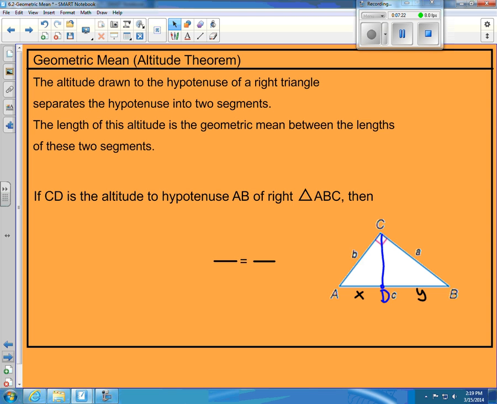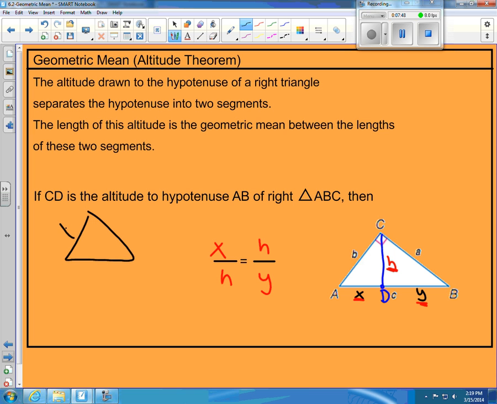So I'm going to call that H for height. So we can say that geometric mean, that H, is going to appear twice, just like it did in the beginning problems that we talked about. Now I can say X over H is proportional to H over Y. And really, if I draw out my two smaller triangles and say X, H, and B, that's the small one on the left side, and I draw out my medium-sized one, which was on the right side, my H this time is going to be here, and my Y is going to be here, and that A is my hypotenuse.